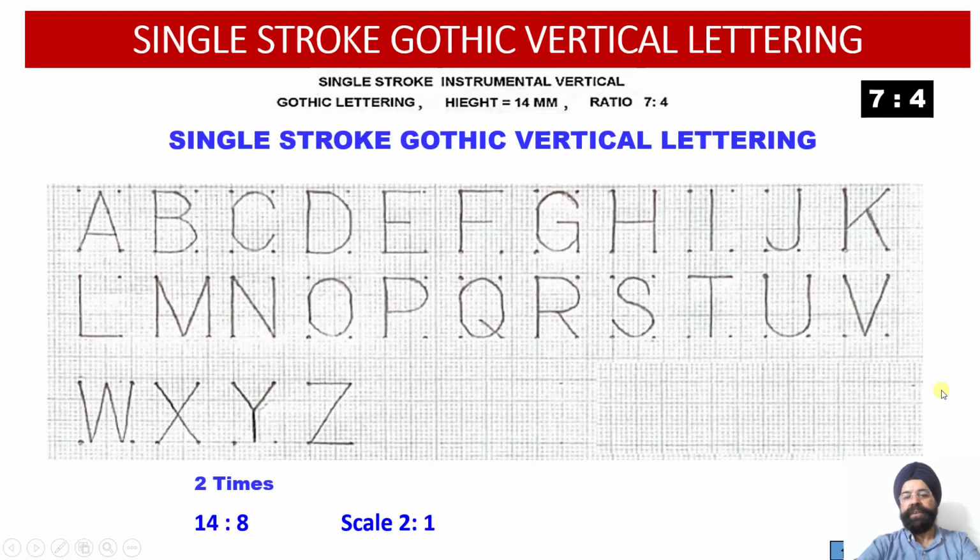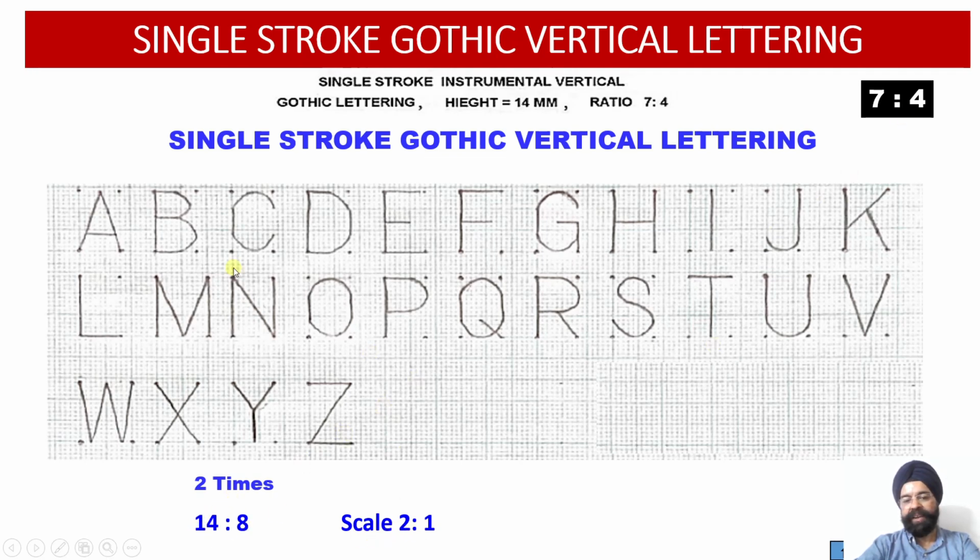Now here we have taken another graph where we have used the scale 2:1. You can see 7. So this is 5, then again 5 and then 4. So these 14 blocks we have taken as height and 8 blocks as the width. It means we are writing all these alphabets in the ratio twice, so we are enlarging them twice. So the ratio 7:4 becomes 14:8.